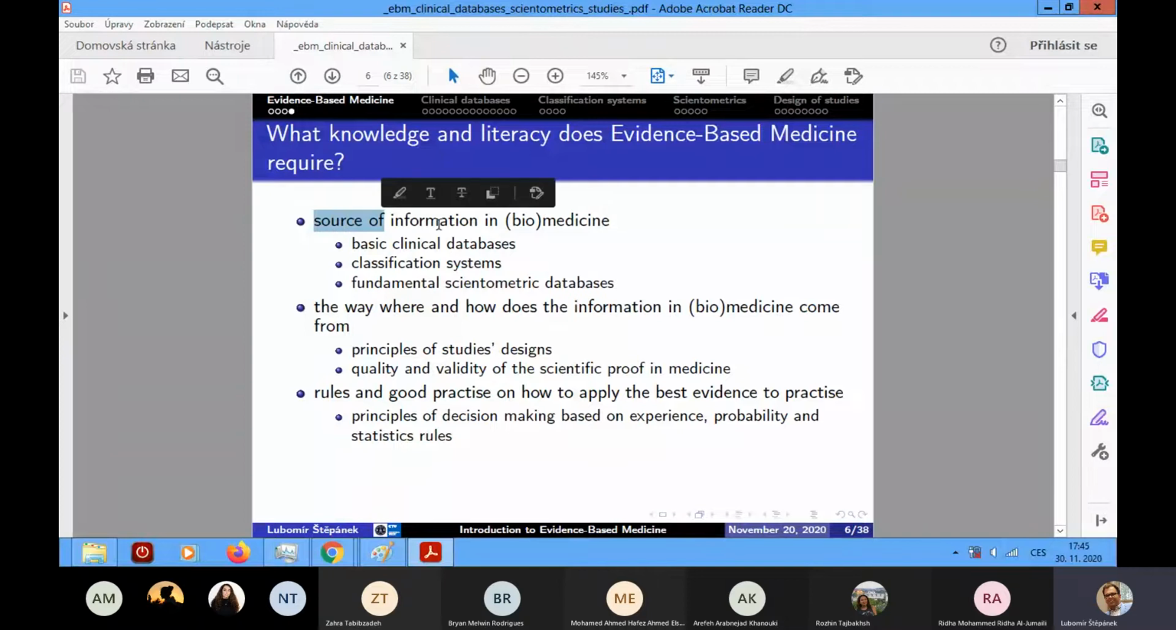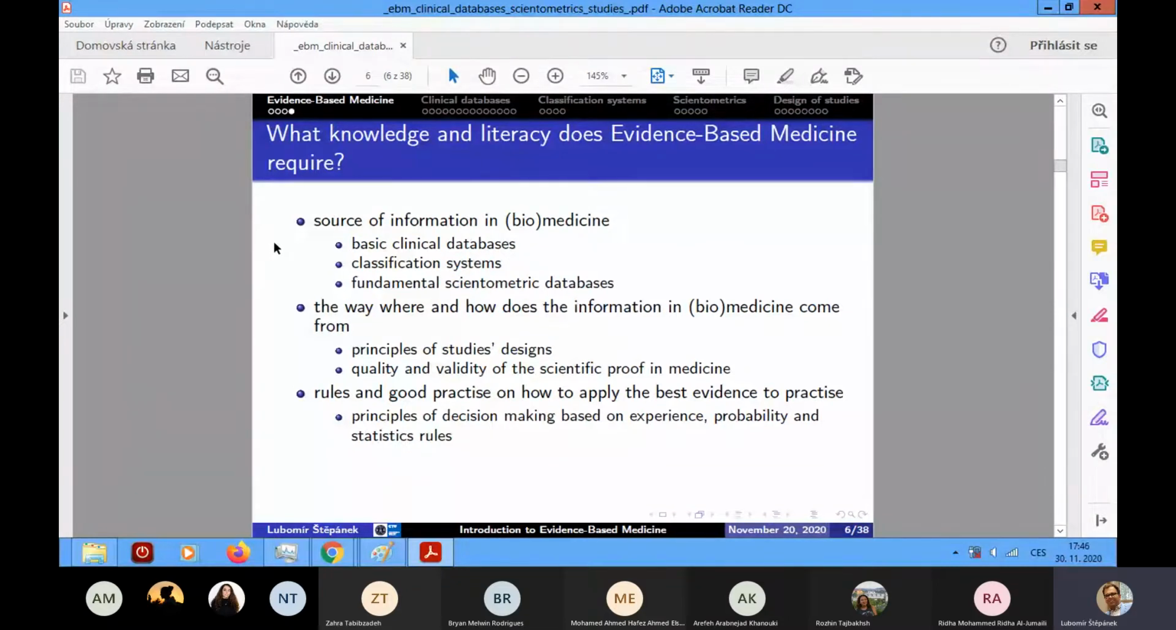So, some sources of information in biomedicine. The sources are usually based on e-databases, like online or embedded online-based databases, and we are going to talk about some basic clinical databases. What is also important to know about is classification systems. Maybe you have already heard about something called DRG, or systems like DRG and so on.